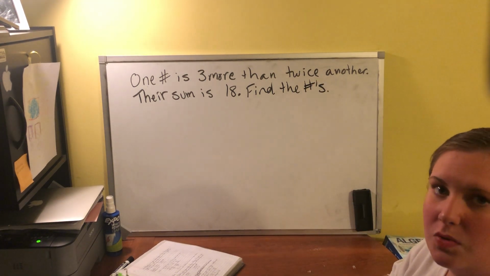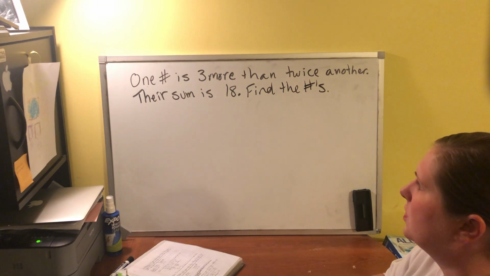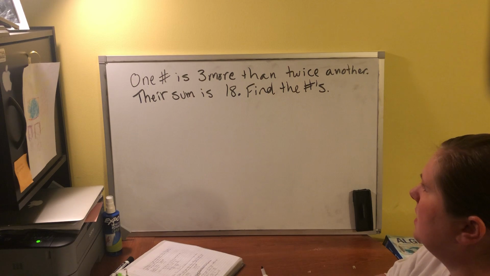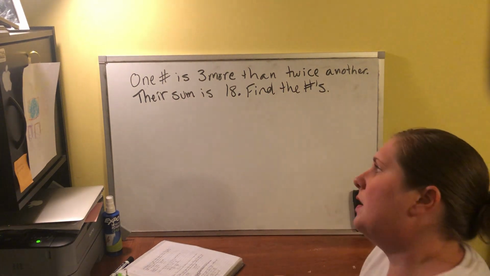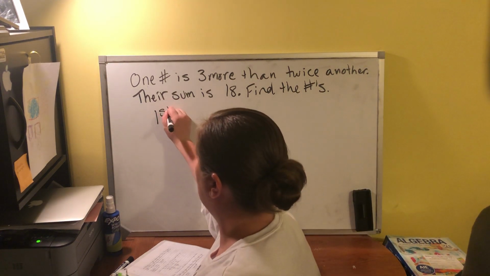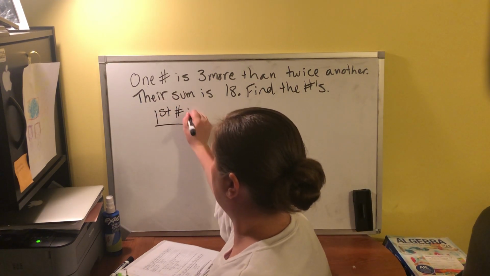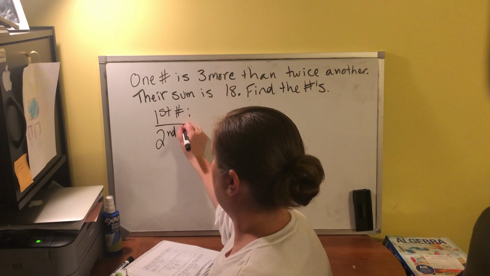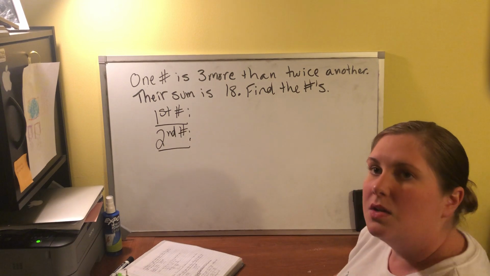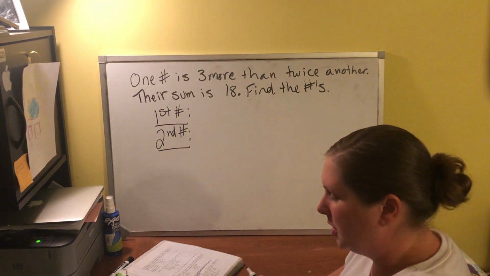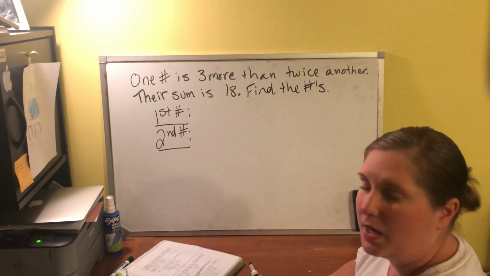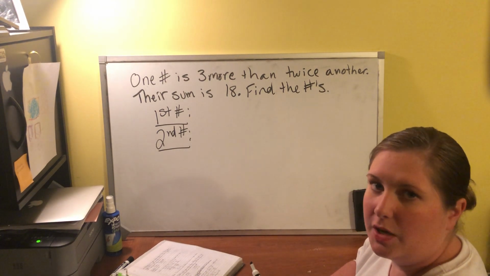So last time we were only solving for one number. This time we're solving for 2. One number is 3 more than twice another. Their sum is 18. Find the numbers. So when we have a problem like this that we need to solve for 2 numbers, I like to start it as we have our first number and we have our second number. So I try to organize this. We need to find the number that we know nothing about, no information. That number will become our variable.